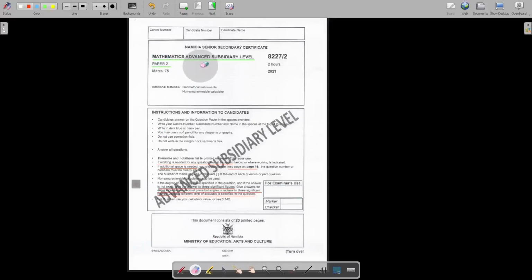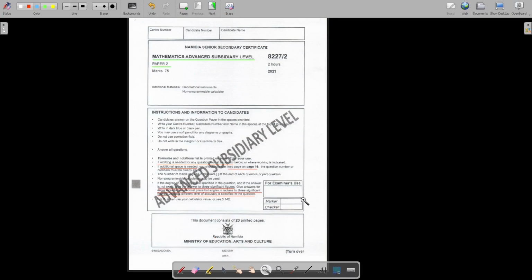Mathematics Advanced Subsidiary Level. Paper 2. We're going to start with paper 2. But before I start with the first question, it's very important that you always read this and that you highlight a few things on this page. I didn't do it in the previous question paper, so please remember it. I didn't highlight it to you.